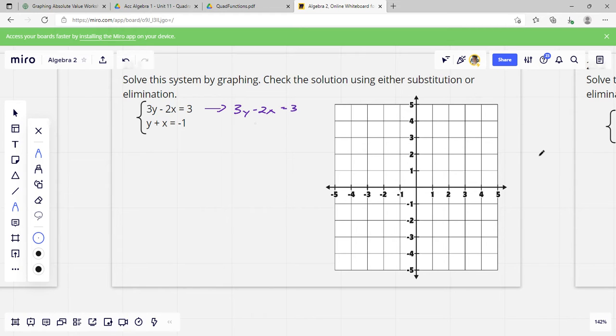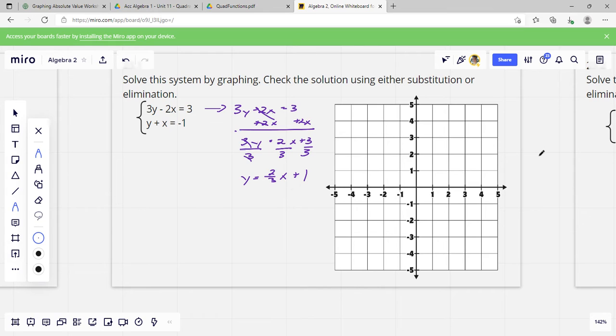Alright, 3y minus 2x equals 3. I got to get y by itself, so I'm going to do plus 2x on both sides there. And I'll get 3y equals 2x plus 3. Now I have to divide everything by 3. And I get y equals 2/3 x plus 3 over 3 is 1.